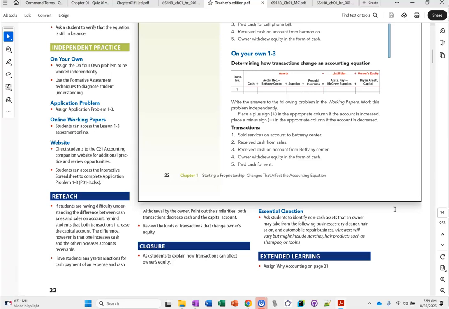Sold services on account to Bethany Center. Received cash from sales. Received cash on account from Bethany Center. Owner withdrew equity in the form of cash. Paid cash for rent. So just kind of read off the board, fill those in.